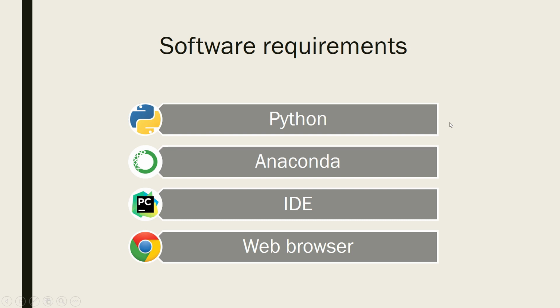Now, talking about the software requirements, you basically need these 4 things. First one is Python interpreter. Second one is Anaconda distribution. Now this is an optional one, you can skip this also. Third one is an IDE. You can use any IDE of your choice, but here I will be using PyCharm. And the last, you need a web browser. Here also you can use any web browser of your choice, but I will be using Google Chrome.